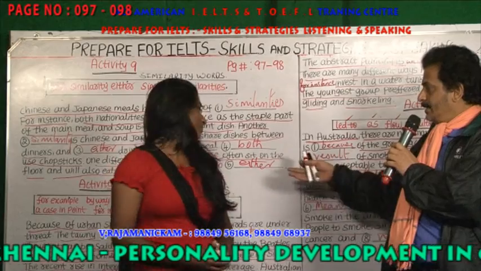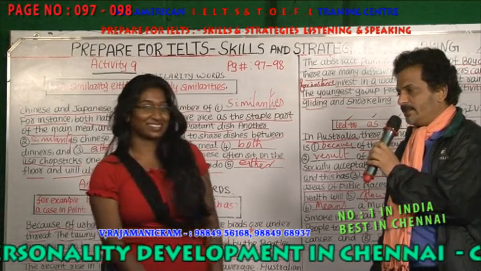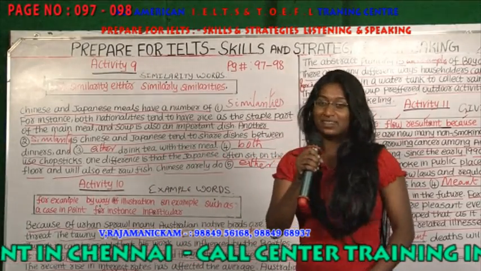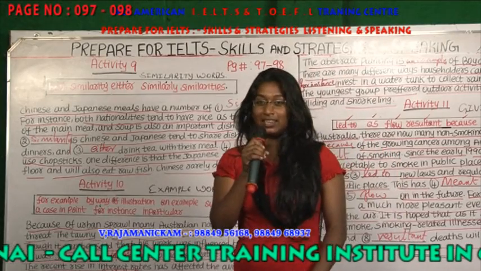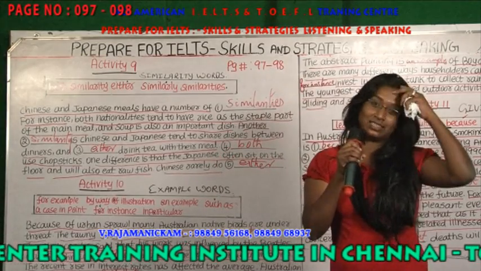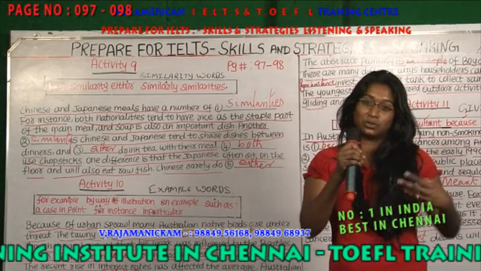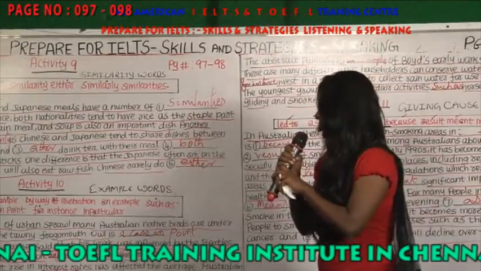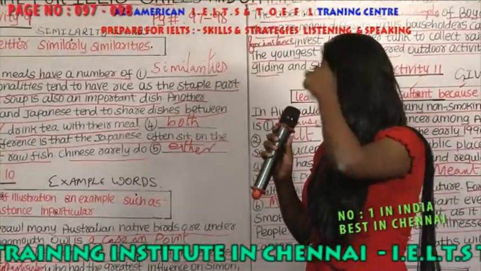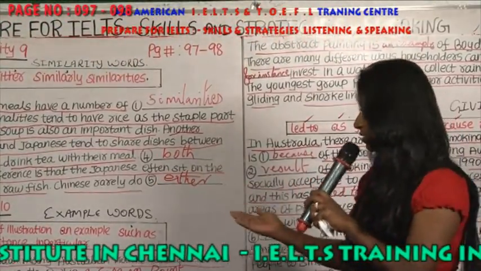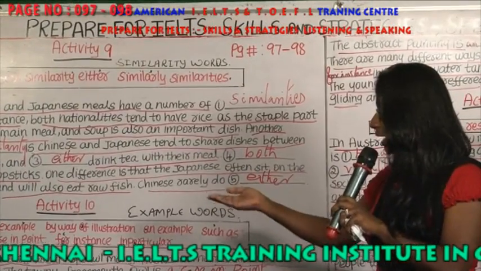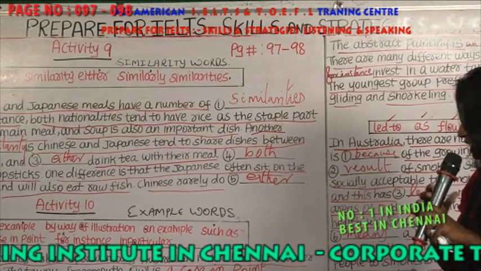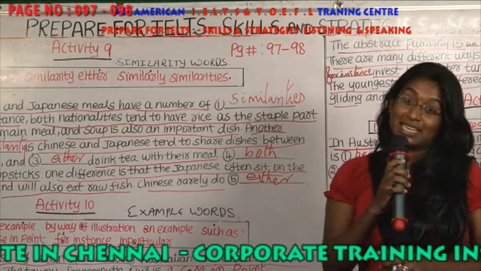And activity 10, let us ask her what she is able to understand. Well, good evening to one and all, and I'm Shiva. I'm doing my fashion designing, and I would like to do my higher studies in London. So I want to develop my communication. I came here, and today is my first class, by the way. Activity 10 is about example words. Here we have so many examples, like by way of illustration, for example, such as, case in point, for instance, and in particular. These are the words used for giving examples while we are speaking.